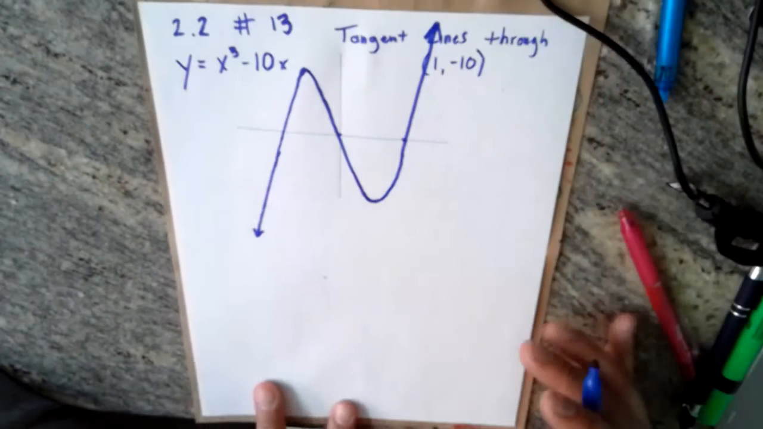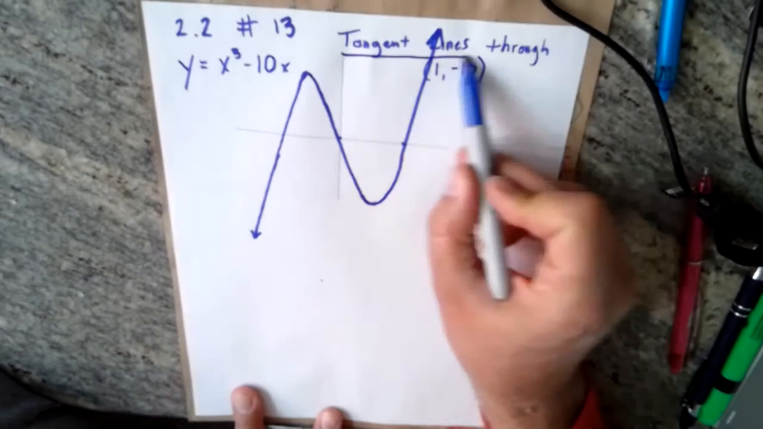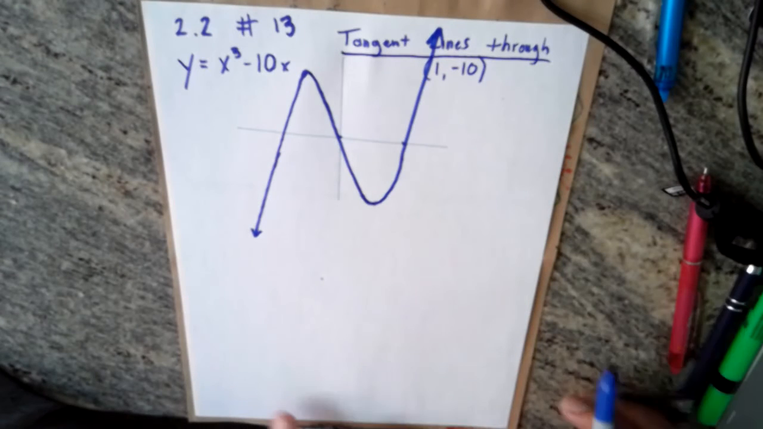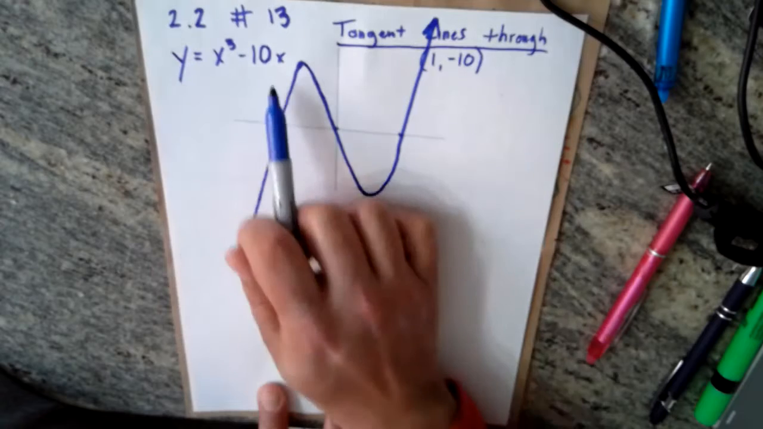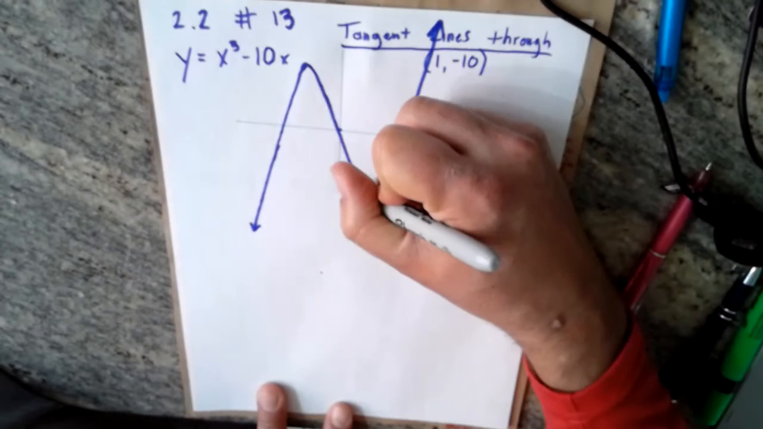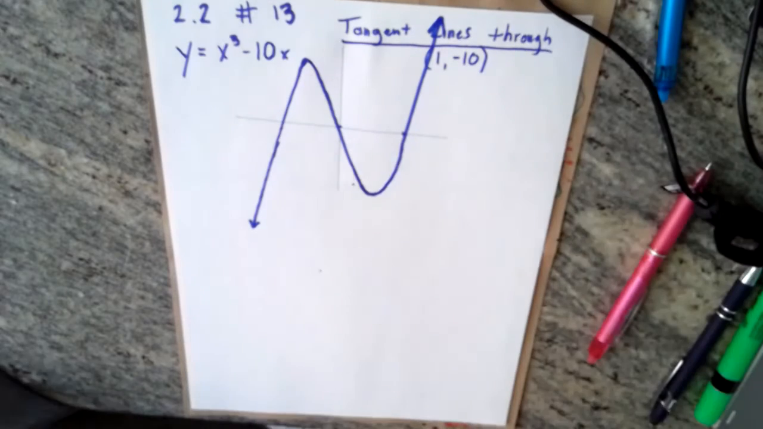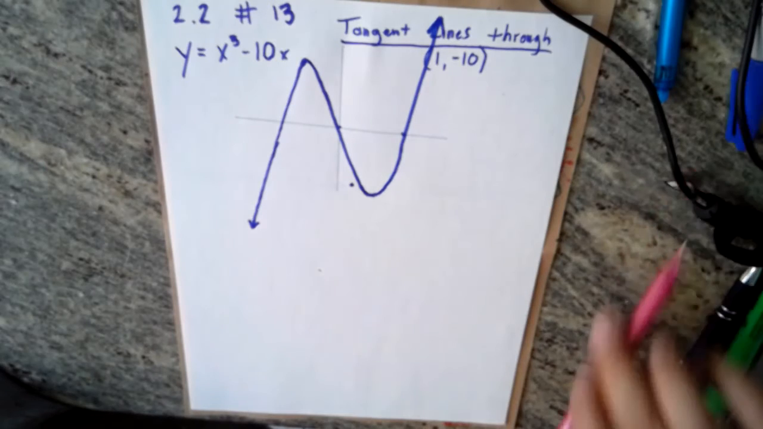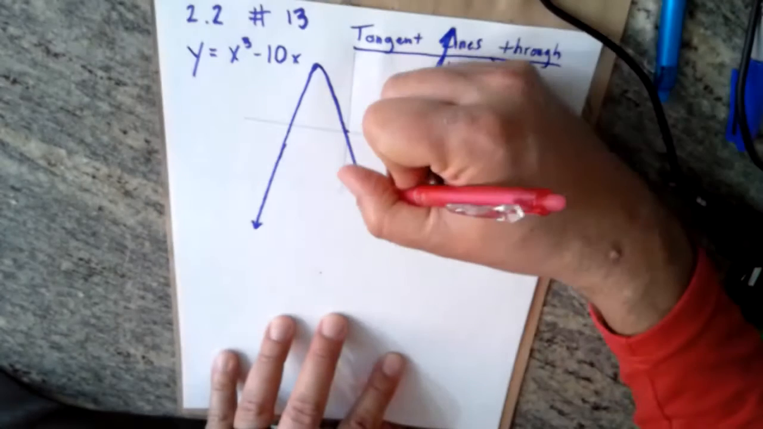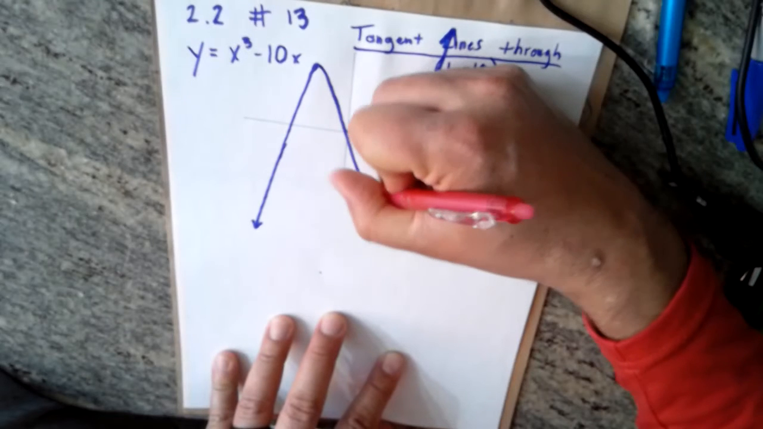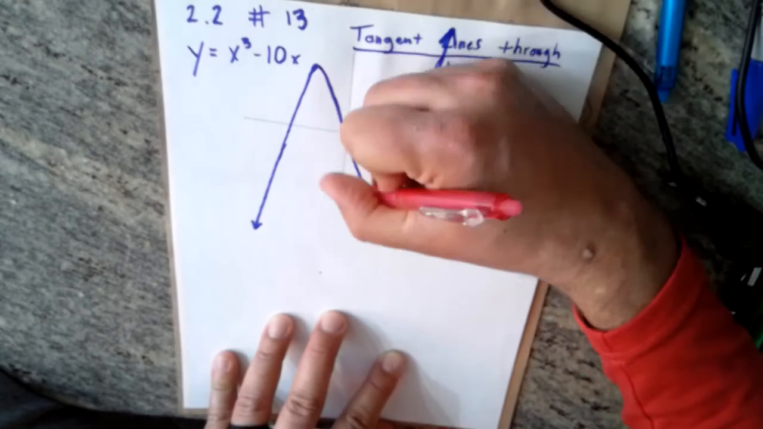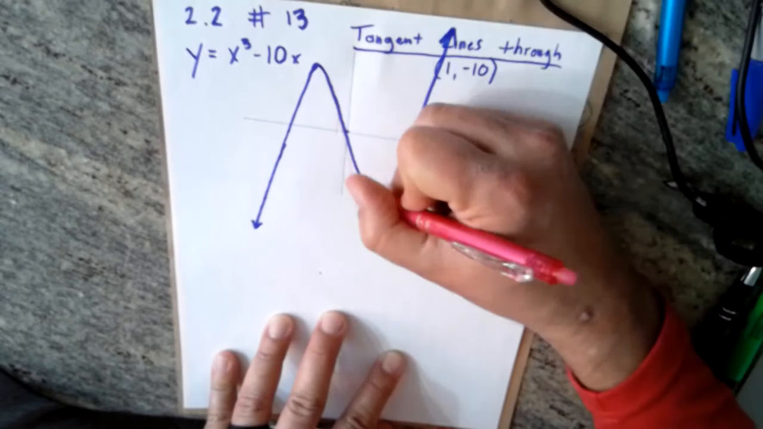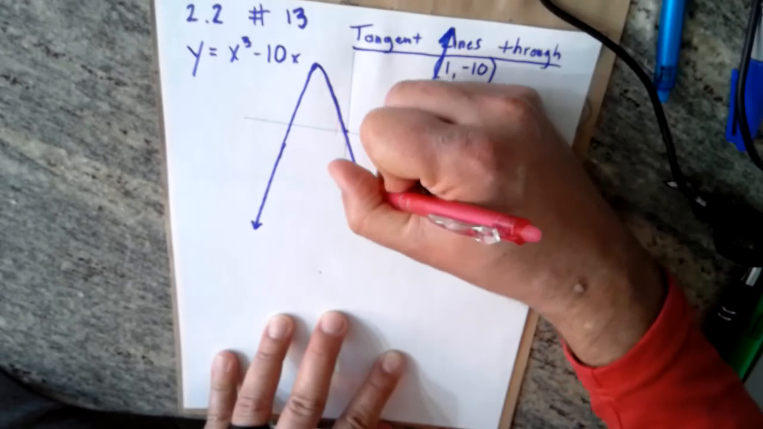So it's asking you to find the equations of the tangent lines through this equation, y equals x cubed minus 10x, through the point 1, negative 10. And 1, negative 10 is very close to this graph. Okay? So if you can imagine, there are, I think, going to be two lines. I don't know where this other one's going to be. Somewhere like this, that are going to be tangent to this curve, I think two.